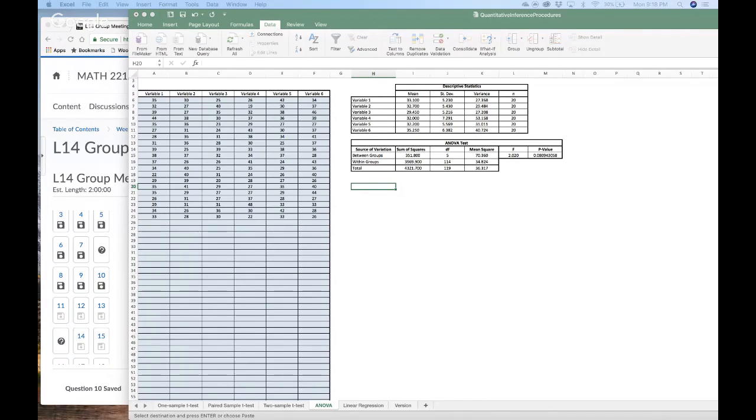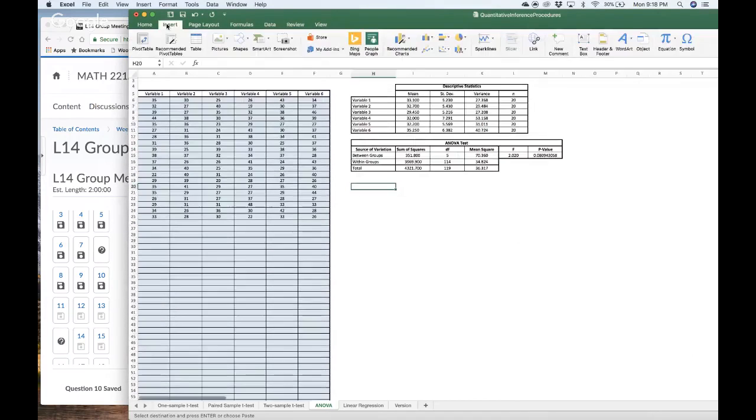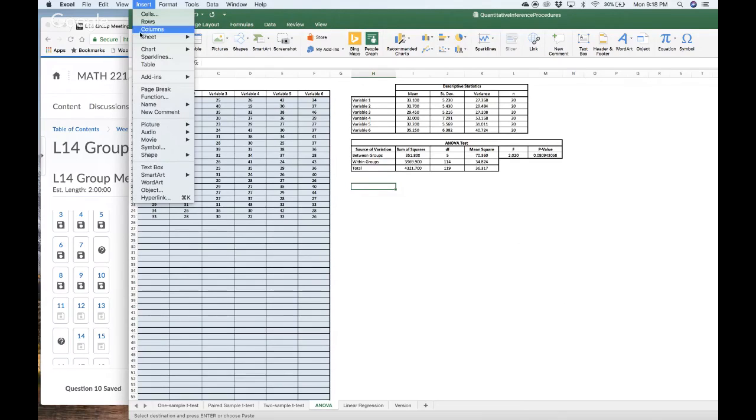Let me see if I can do a QQ plot. Statistics, yeah. Statistical chart.